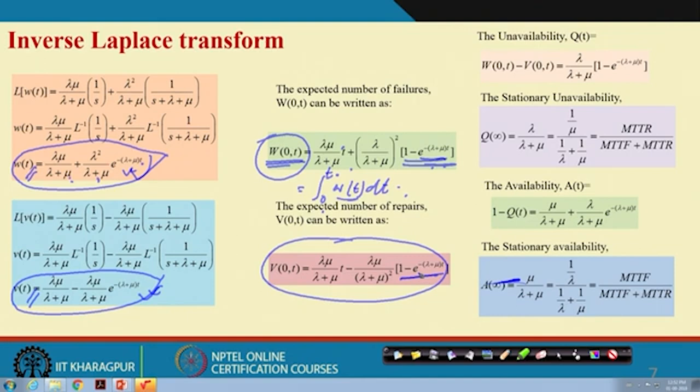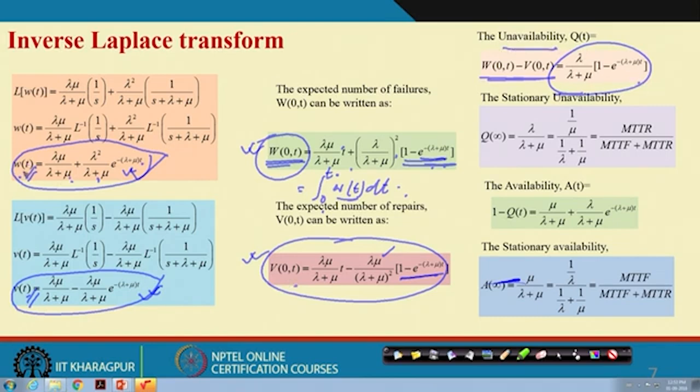Now what is unavailability? Unavailability is expected number of failures minus expected number of repairs. So what is unavailability at time t? It will be expected number of failures minus expected number of repairs. So that means this minus this will give you this equation. So that means we are able to compute w(t), we are able to compute v(t), we are able to compute capital W0(t), capital V0(t), and we are able to compute unavailability, which is this.